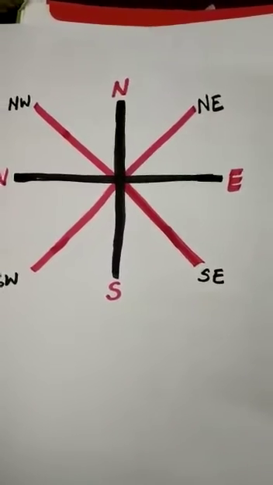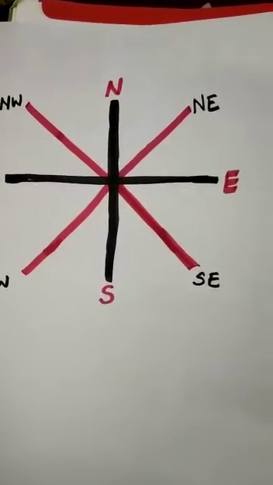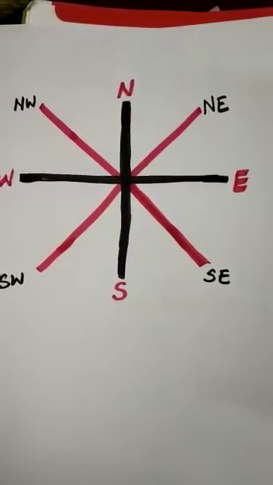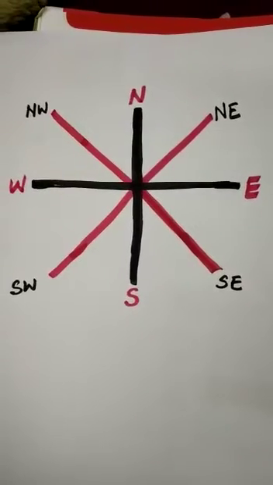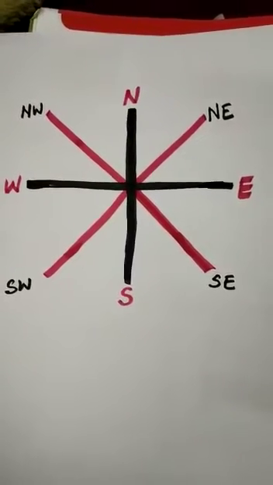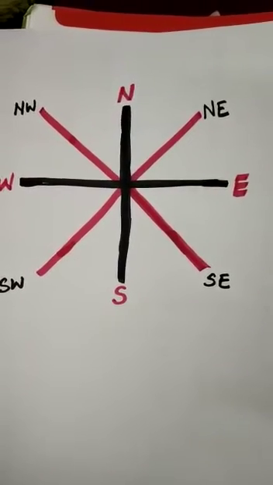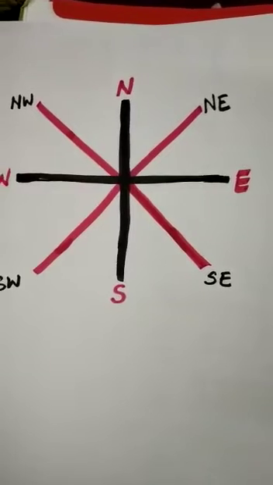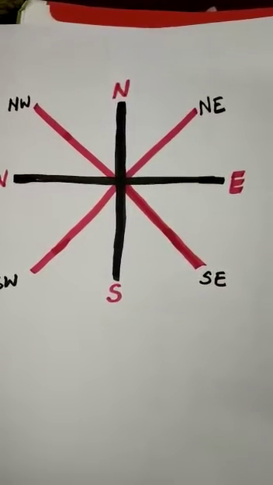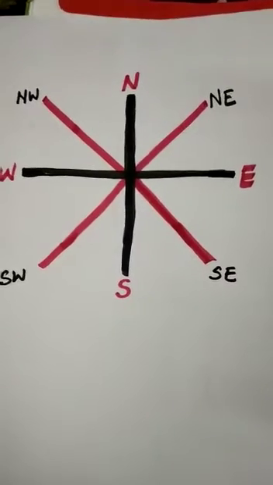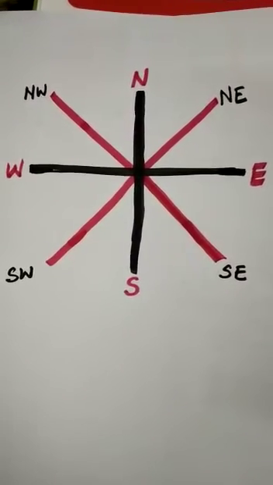Then we have the intermediate directions. Which are these? These are northeast, southeast, northwest and southwest. Northeast, which is the intermediate direction, lies between north and east. And southeast, which is again the intermediate direction, lies between south and east. Southwest lies between west and south. And northwest lies between north and west.